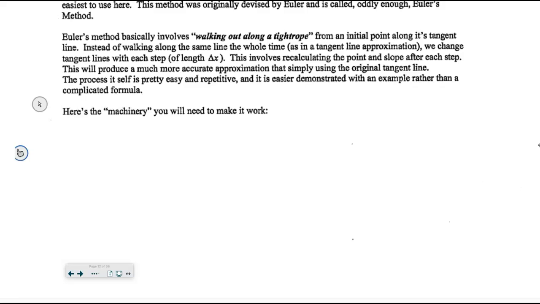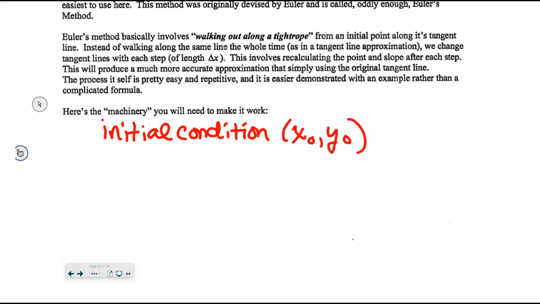Initial spot. You need to be able to hop on somewhere. So we call that an initial condition. In a formula, if you were to look up Euler's in a textbook, you're going to see some x sub 0, y sub 0, which is where am I starting. What else will you need? The rate of change, correct? You will need to know dy dx.